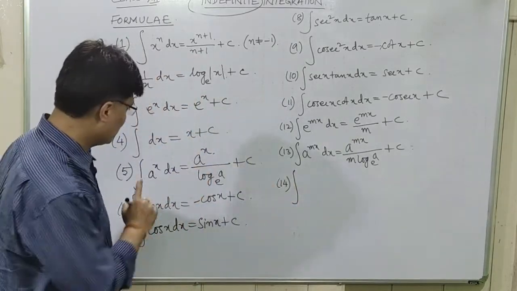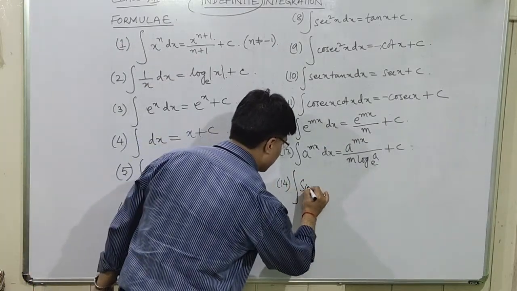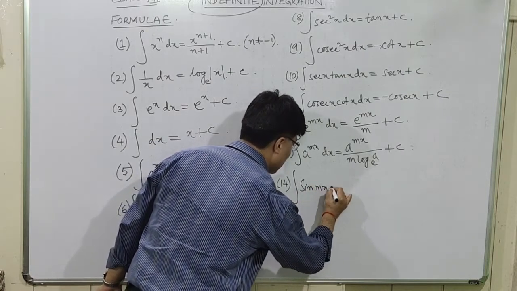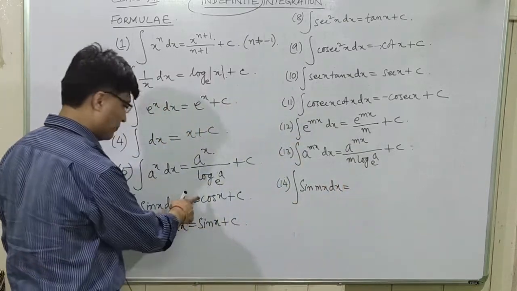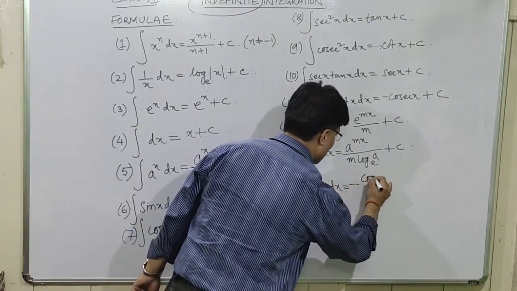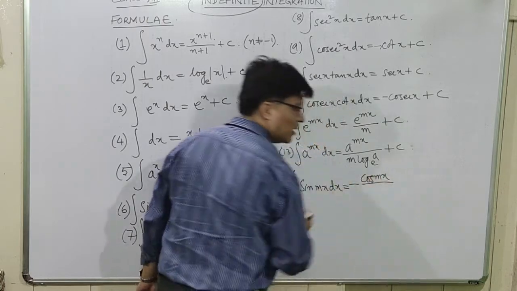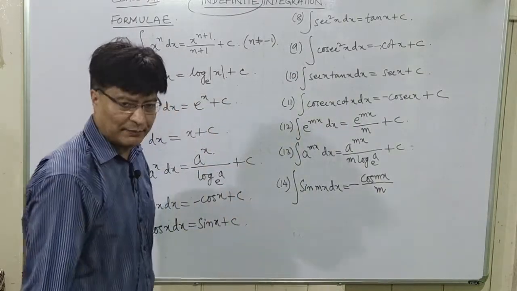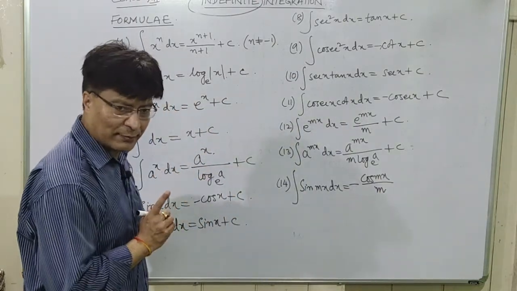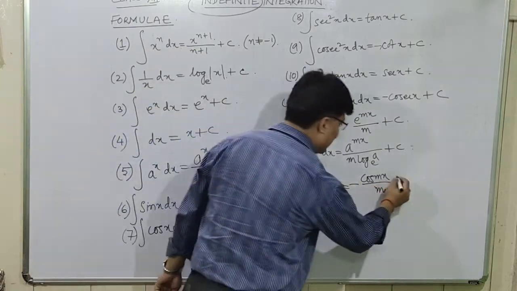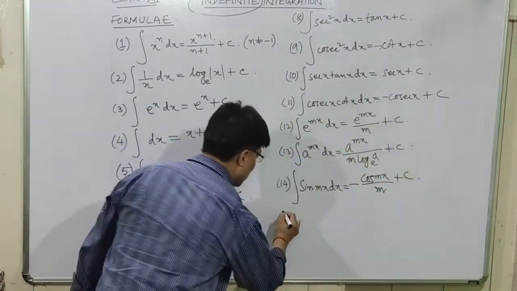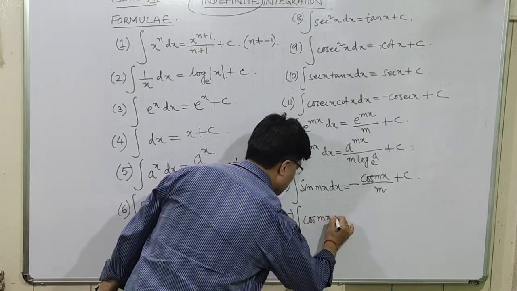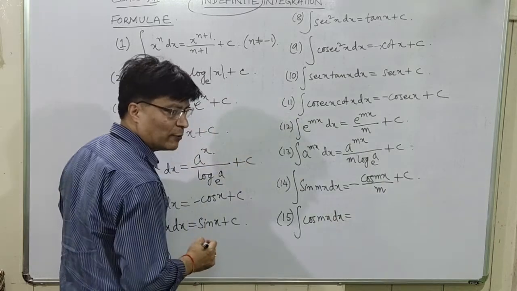Number 14. Now trigonometrical ratio. Now sin mx. Integration of sin mx dx is equal to, what is the formula? Minus cos mx dividing by m. So this is the problem of integration. You have to divide it by m. In differentiation you have to multiply by m, but in case of integration, you have to divide it by m plus c.